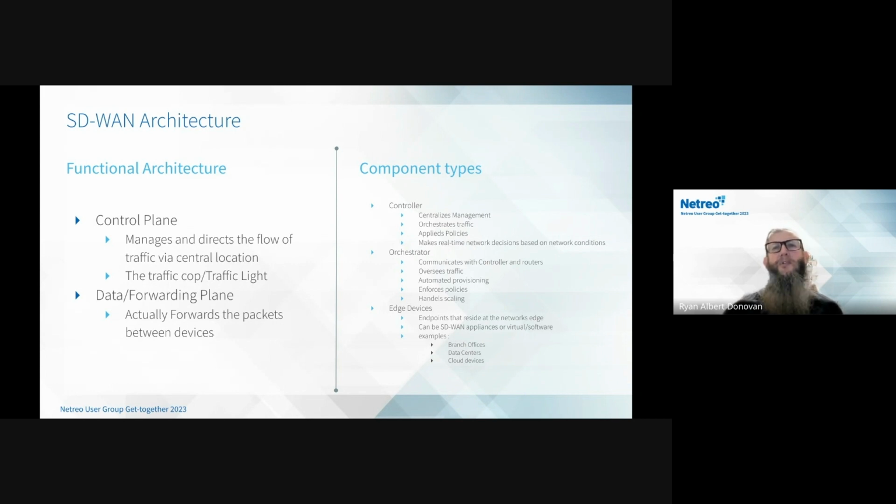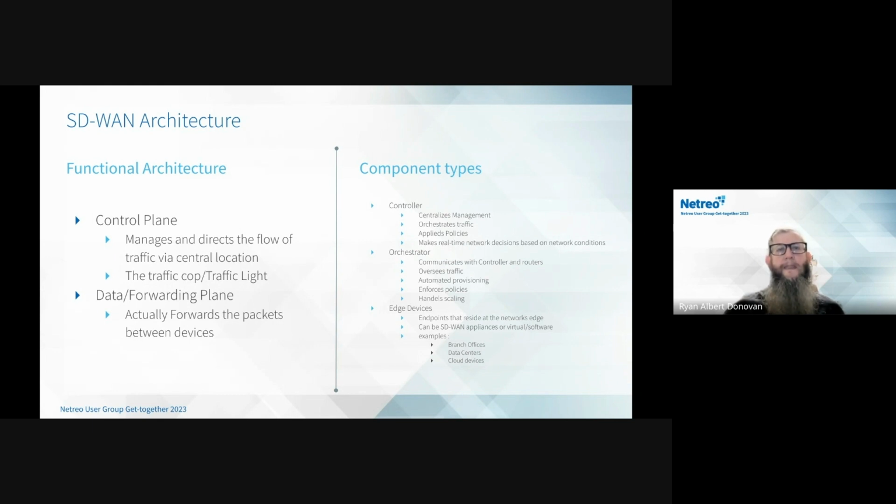Consider this to be the brain of the SD-WAN architecture. The controller centralizes management and enables operators to see the network through a single pane of glass and orchestrates traffic, applying policies, and making real-time decisions based on network conditions. The SD-WAN orchestrator is a virtual manager for the network. It communicates with the controller and the routers to oversee traffic, automate provisioning, management, and scaling while enforcing policies and protocol rules.